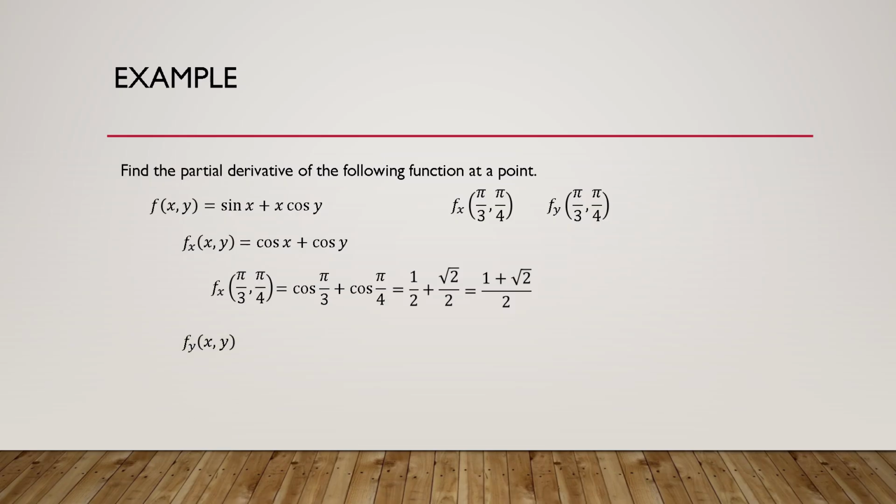For the partial derivative of f with respect to y, we treat x terms as constants. So the partial derivative of sine x with respect to y equals 0. Then the partial derivative of x cosine y equals negative x sine y. This function at (π/3, π/4) equals negative π/3 times the square root of 2 over 2. This simplifies to negative π times the square root of 2 over 6.